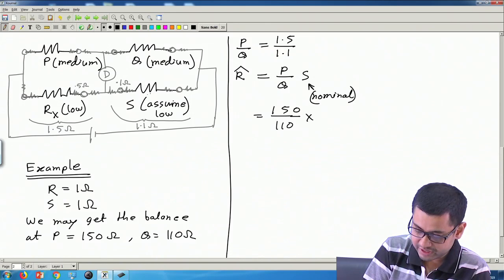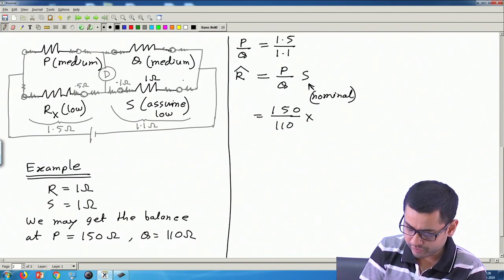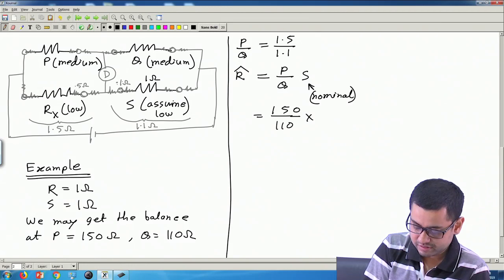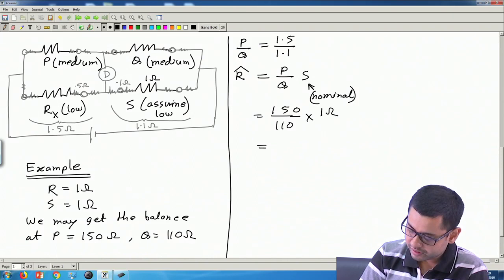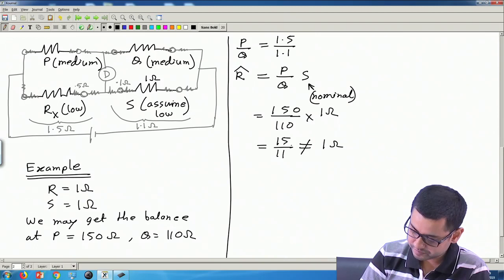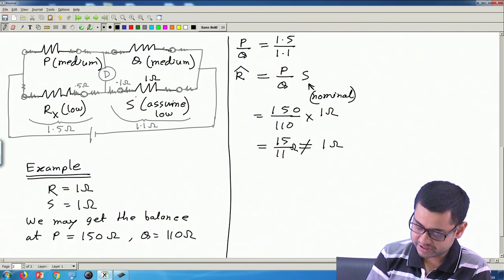we know the nominal value of S is 1 ohm, because we do not know how much these contact resistances are. We have no idea about these contact resistances. These are variable, they can be anything. We have no control over these contact resistances. So we will put the nominal value, which is 1 ohm, and this will come out to be 15 by 11, okay, which is not same as this value of R, which is not same as 1 ohm. And this problem is due to these contact resistances.